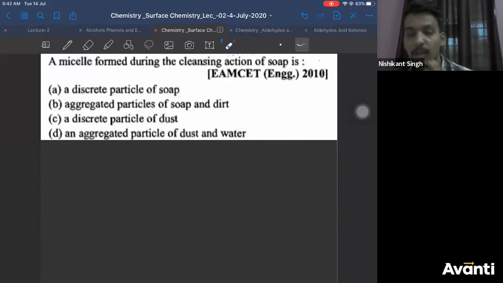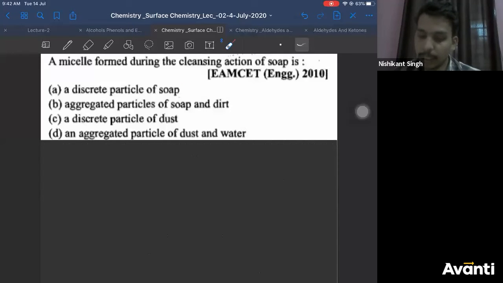So a micelle during cleansing action of soap, most of you have answered. Let me show you the results in case you want. Right. So most of you have answered B actually. Let us see how it is B or A or C or D. A micelle formation during cleansing action of soap is a discrete particle of soap. Obviously wrong. It is not separated particles of soap. It is wrong.